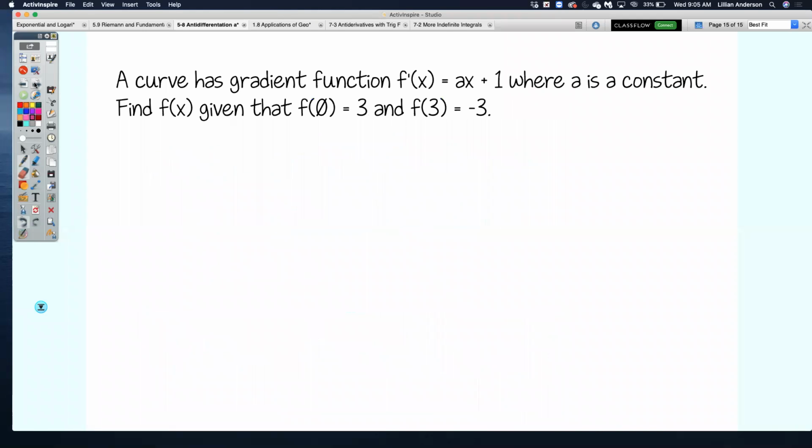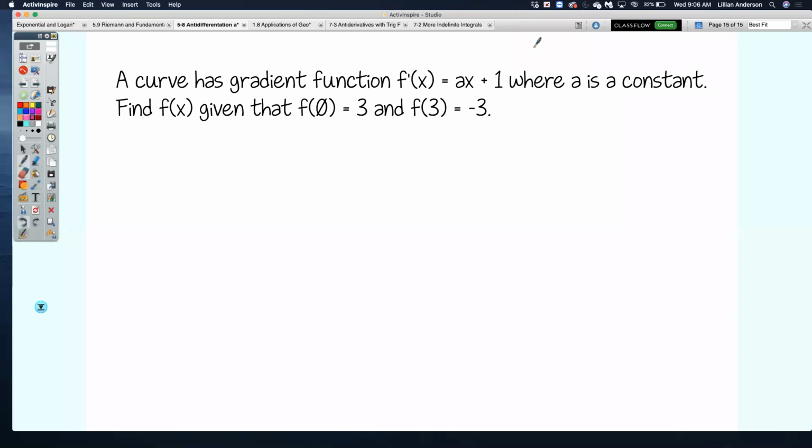This one is probably on the harder scale of an integration question where you have to find your original function. It says a curve has gradient function f prime of x equals ax plus 1, where a is a constant. Find f of x given that f of 0 is equal to 3 and f of 3 is equal to negative 3.